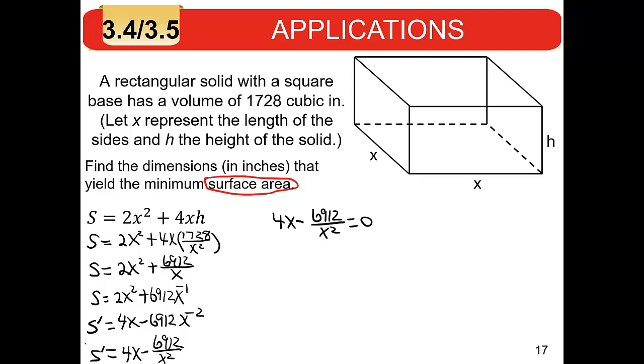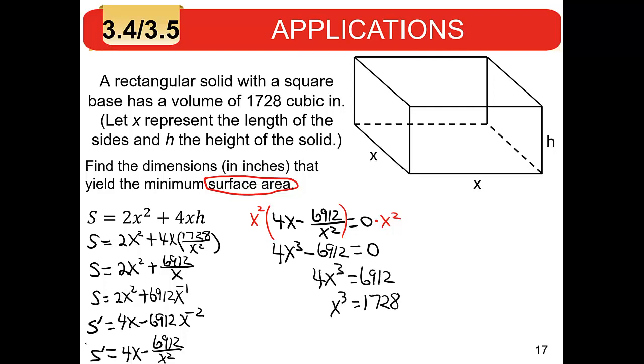It's got a denominator, so I want to multiply through by the denominator to get rid of all the fractions. So I multiply through by x squared. That gives me 4x cubed minus 6912 equal to 0. Move the 6912 over, divide by 4. So x cubed is 1728. So x is the cube root of 1728, and that comes out to be 12. So I'm pretty sure then that the dimensions of the base are going to be 12 by 12.